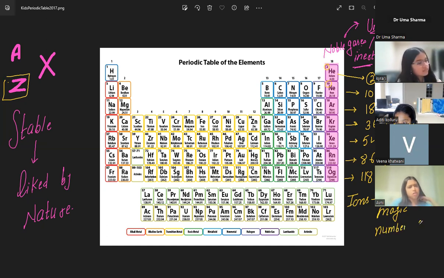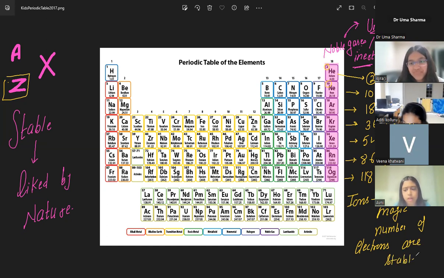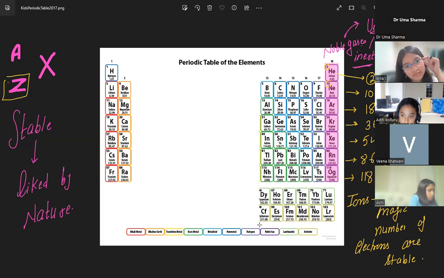I thought ions were unstable though, right? Ions? No, they are stable. Magic number of electrons are stable. Ions are formed to become stable. Oh, because they're unstable in the beginning. Yes, yes. Ions are formed to become stable, right? Now let's see how. Ready? All of you? Because I'm going to discuss plenty of questions. So please don't hesitate in asking questions.